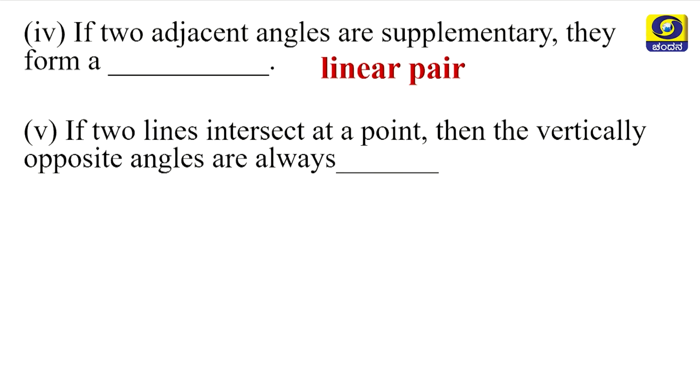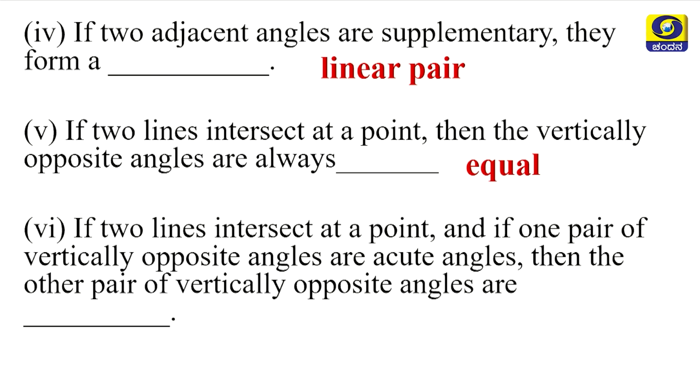Then, if two lines intersect at a point, then vertically opposite angles are always what? They are equal or not? Yes, you are exactly correct, they are always equal. Now, if two lines intersect at a point, and if one pair of vertically opposite angles are acute, then the other pair of vertically opposite angles are what? If one pair is already given, that is acute, what will be the other pair of angles? Yes, you are right, they are obtuse angles.